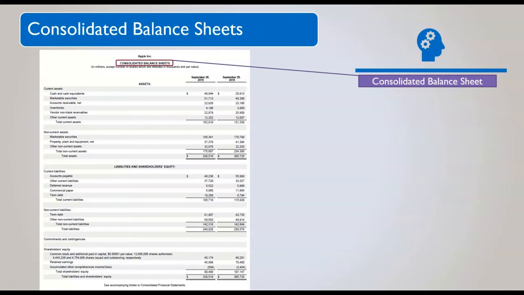One item to highlight is the word consolidated. What does this mean? Consolidated financial statements is defined as the financial statements of a group in which the assets, liabilities, equity, income, expenses, and cash flows of the parent and its subsidiaries are presented as those of a single economic entity. In simple terms, this means the balance sheet combines all of the legal entities and subsidiaries within the Apple organization. Big picture, we can see that Apple has total assets of about $338.5 billion.